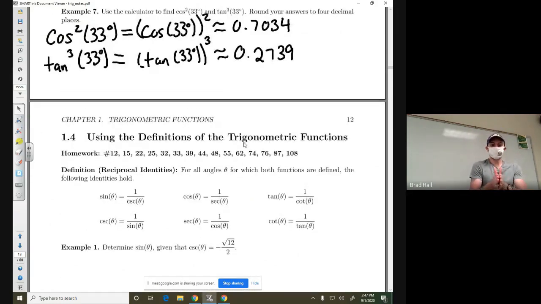So the reciprocal identities, we've already talked about this before. It just means that sine and cosecant are reciprocals of one another. So if you have sine, you just flip it and you get cosecant. If you have cosecant, you simply flip it and you have sine. That's it.